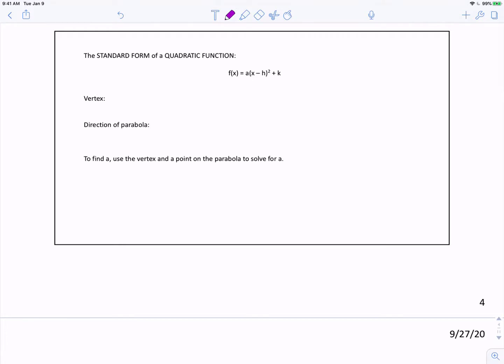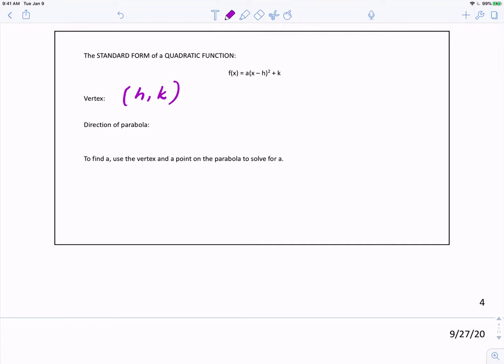In this next section, we're going to talk about how to write the equation of a parabola. The standard form of a quadratic function looks like this: f(x) = a(x - h)^2 + k. The reason this is called standard form is because when the function is written in this form, we can clearly see the vertex. The vertex is going to be the point (h, k).